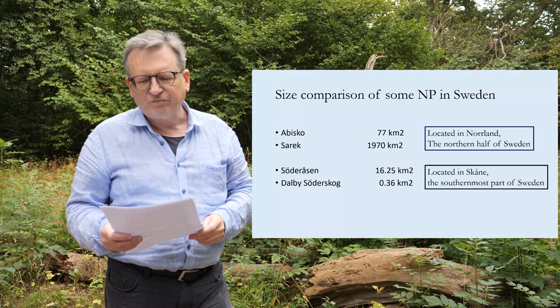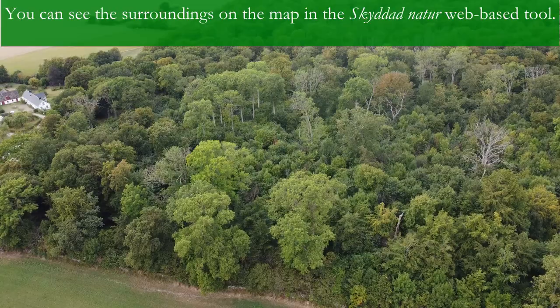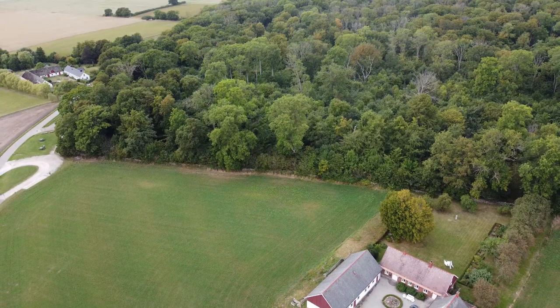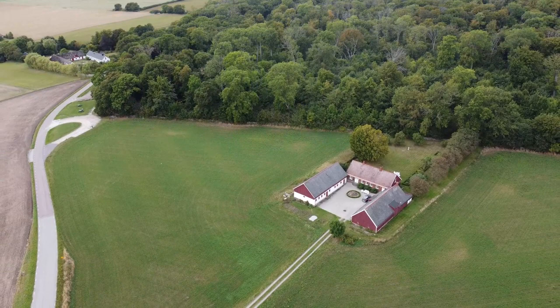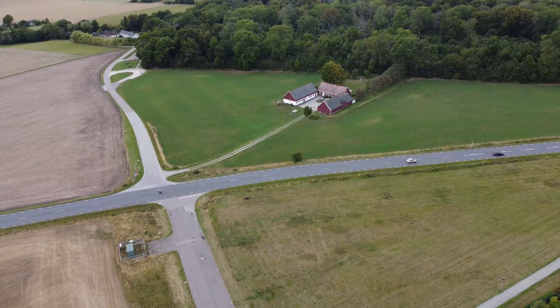That might sound big in some ways, but in other ways, it's really tiny. Now Dalby Söderskog is surrounded by farmland on three sides, we can see on the map, and on the one side of farmland we have the town of Dalby. And so just a few hundred meters away from the national park is a town. Let's take a look at how close Dalby is to this national park.